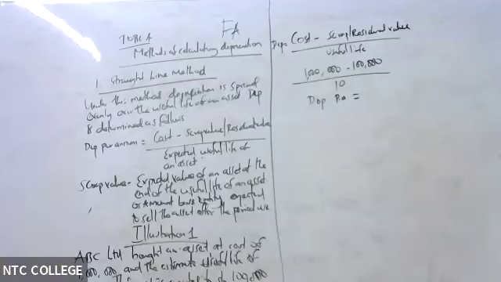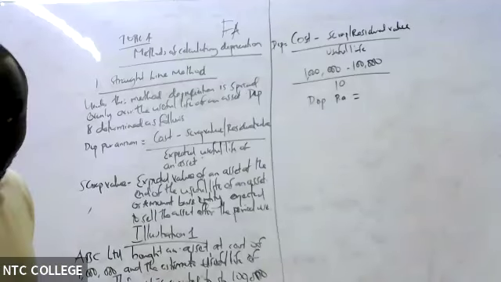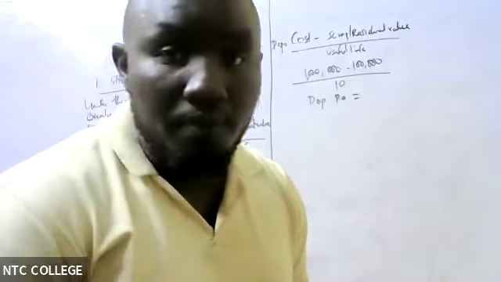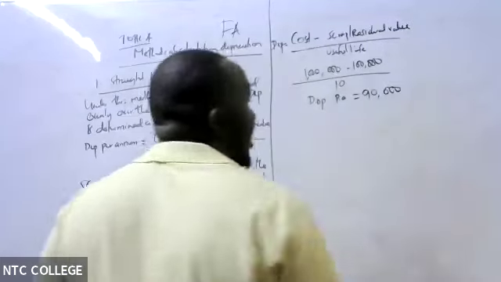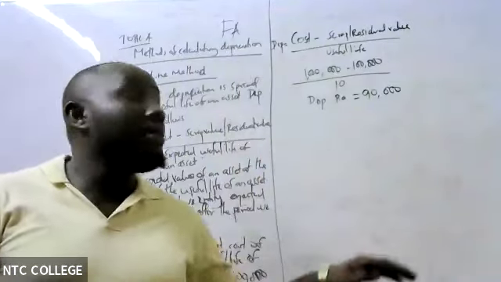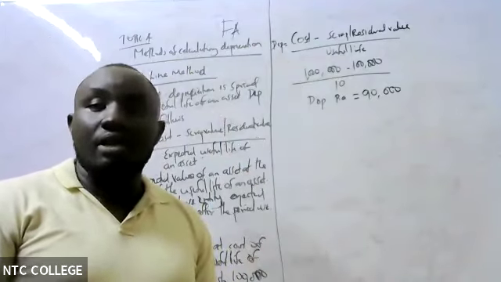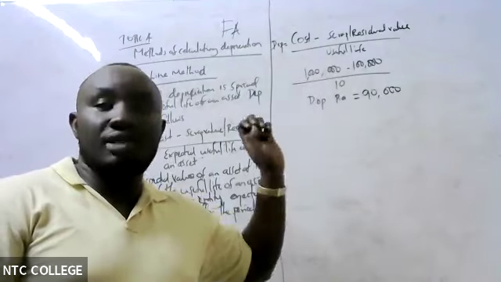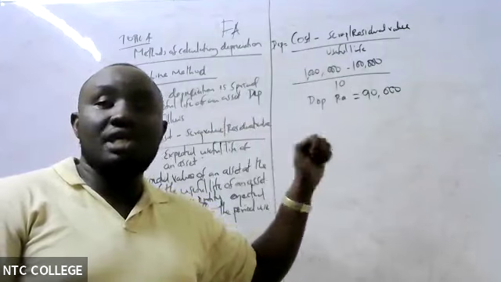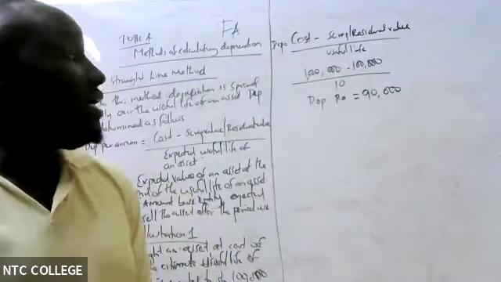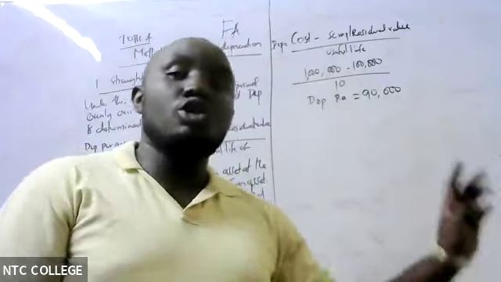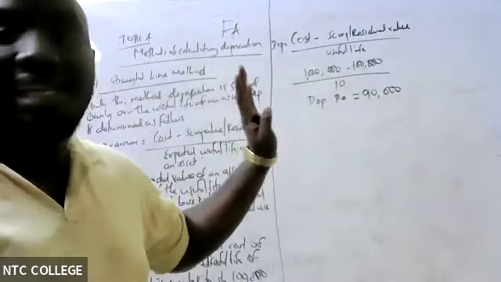What is the depreciation per annum? 90,000. So for 10 years, every year, we expect the depreciation to be 90,000. If we start with year 1, depreciation is 90,000. Year 2, 90,000, up to year 10, where we also have a depreciation of 90,000.